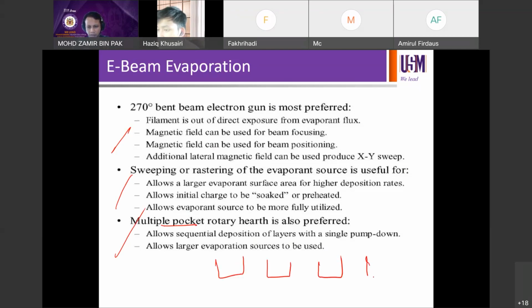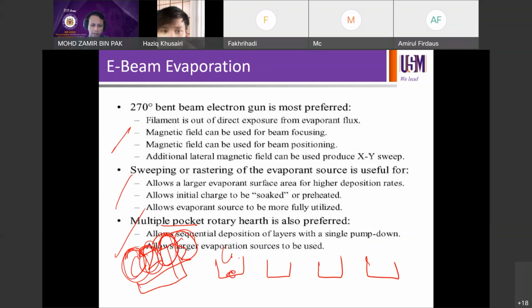For example, if you have a compound material, like for solar cells, there's research that uses CZTS solar cell, for example, copper, zinc, tin, sulfide. Okay, so copper, zinc, tin, sulfide. So you can either use 4 pockets, or you can also use 3 pockets. For example, copper, zinc, tin. So that means copper, zinc, tin.